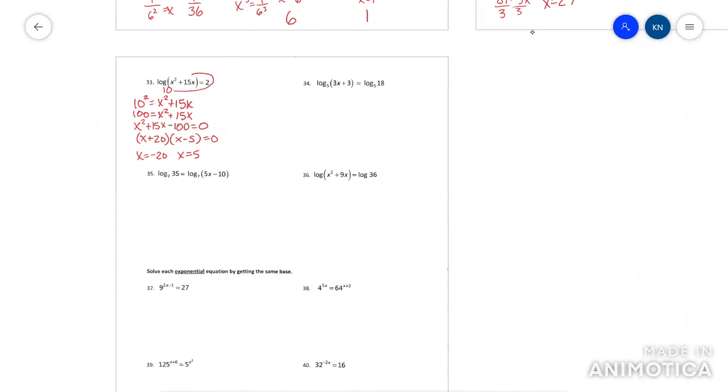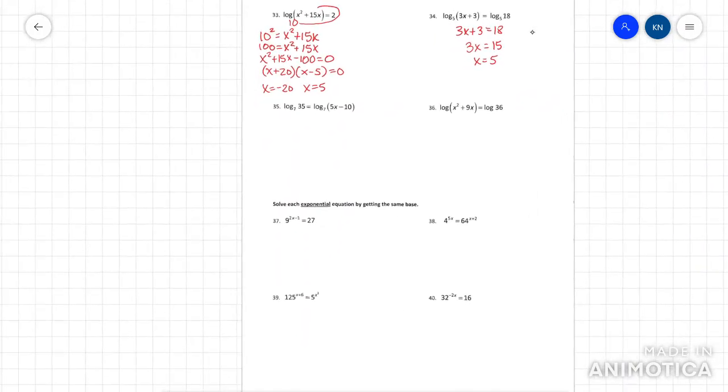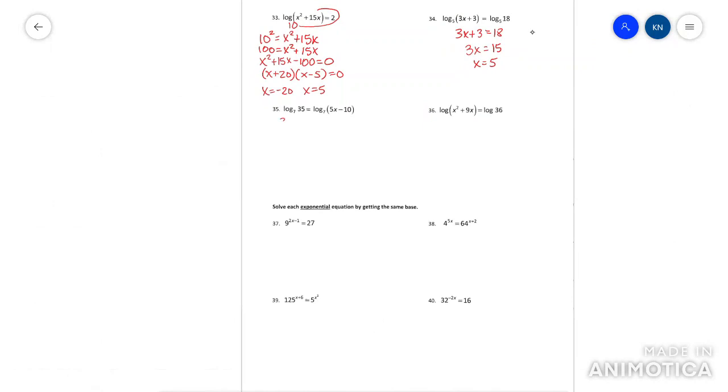Now this next one, when you have log equal log, you can just set the insides equal to each other. So it's really just like 3x plus 3 equals 18. And then just go solve. Subtract 3, and then divide by 3. X equals 5. All right, this next one, we have log equal log, so we're ready to just go solve it. 35 equals 5x minus 10. Add 10. Divide by 5. X is 9.